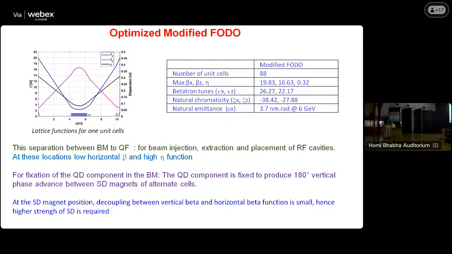But however, we are getting low voltage picture because we are injecting the beam here. So here beta function is small at the injection point, and dispersion function is very high. So to overcome this, we are doing on axis beam injection, and for fixation of the QD component, how we can put the QD component in the band divider. So based on this, we have kept the QD component fixed in the band divider.